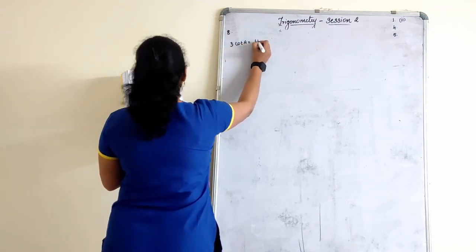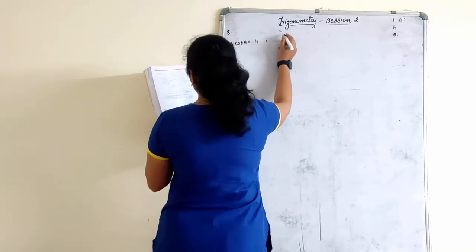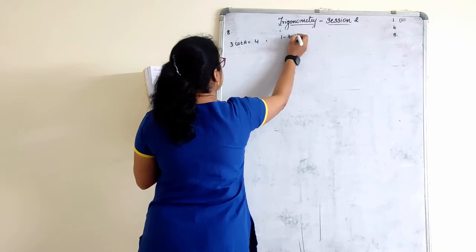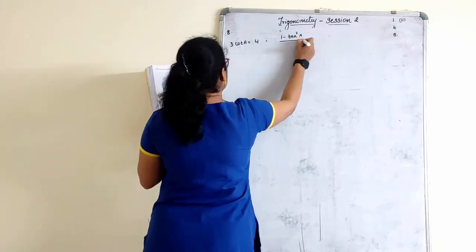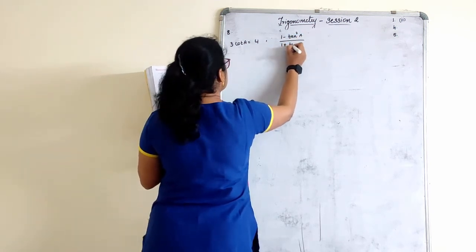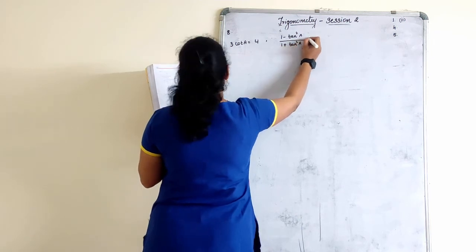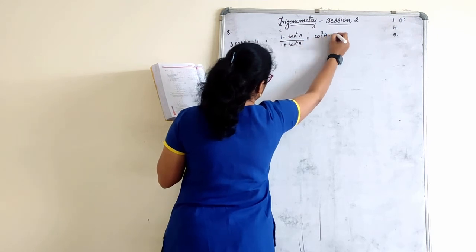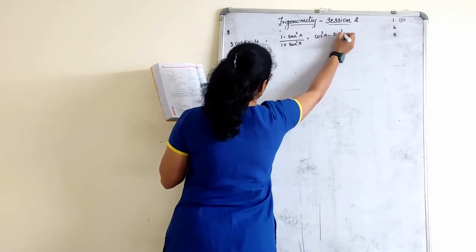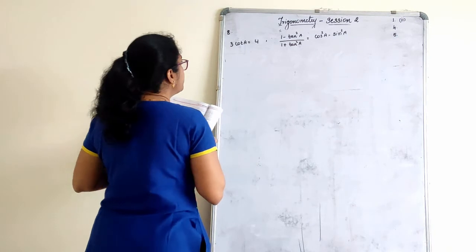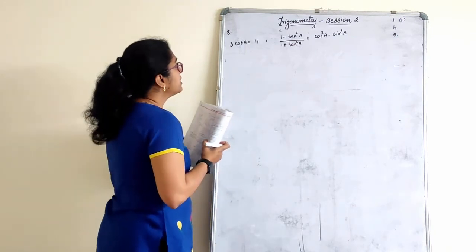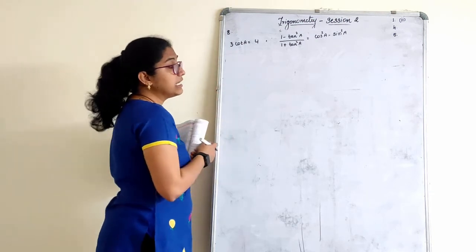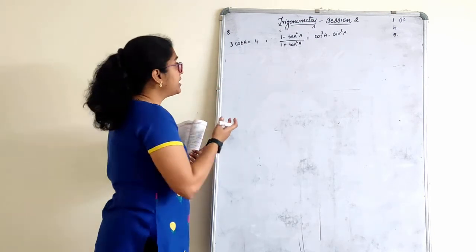Given 3 cot A is equal to 4. We have to check whether (1 minus tan square A) divided by (1 plus tan square A) is equal to cos square A minus sin square A or not. What should we do here, children? Using the cot A formula, we need to find tan A, cos A, sin A, right?